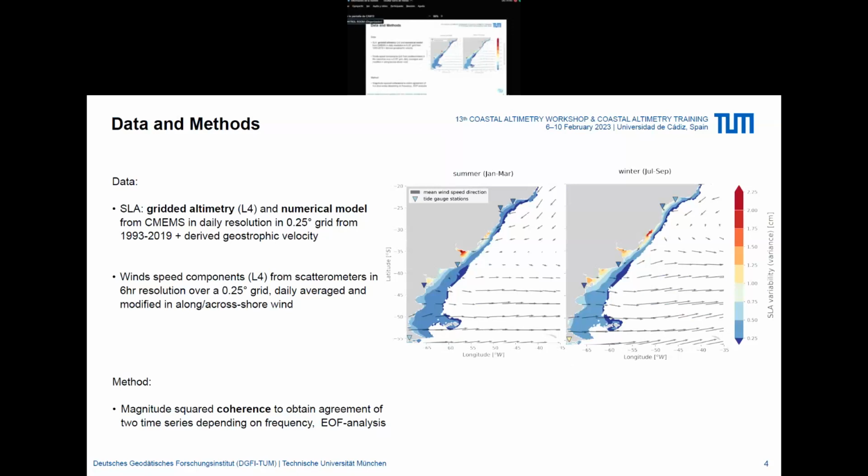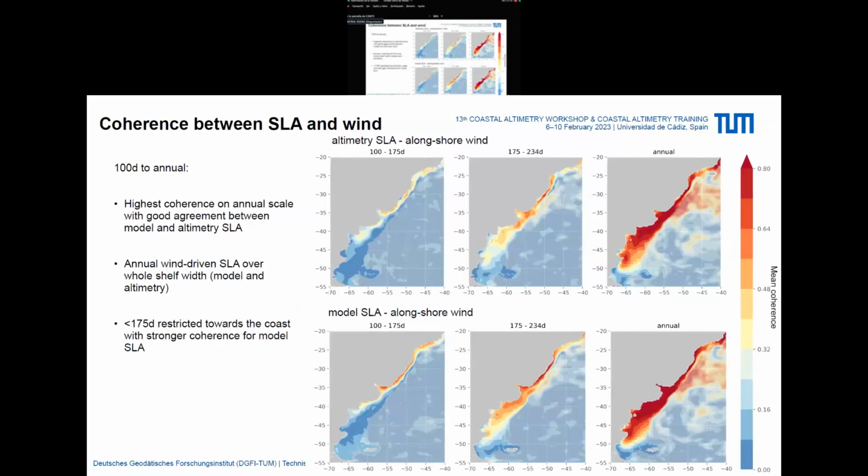So this study is based on the magnitude squared coherence. We saw some people using coherence before, so this is very nice because we obtain a correlation, but moreover we get a correlation per frequency, so we can see how well two time series agree, not only in time but also in frequency, and also frequency bands, and this is what we will do. EOF analysis also, I will show you some results of that. But let's go straight to the results.